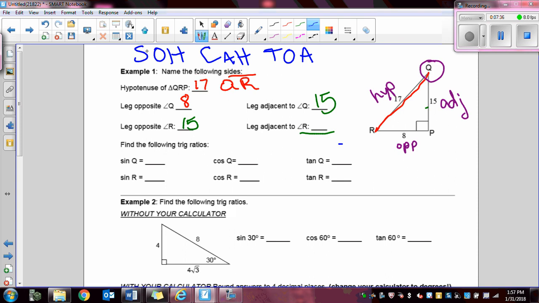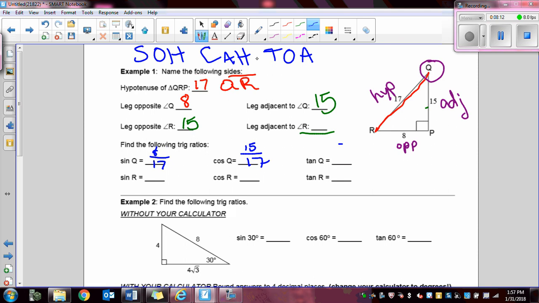Remember, sine is the opposite side over the hypotenuse. My opposite side to Q is 8, over my hypotenuse, 17. Now let's try cosine of Q. Cosine is adjacent over hypotenuse. So my adjacent to Q, we already wrote that in, is 15, divided by my hypotenuse, which is also 17 again.